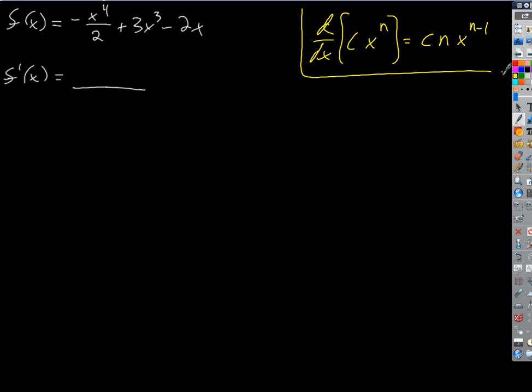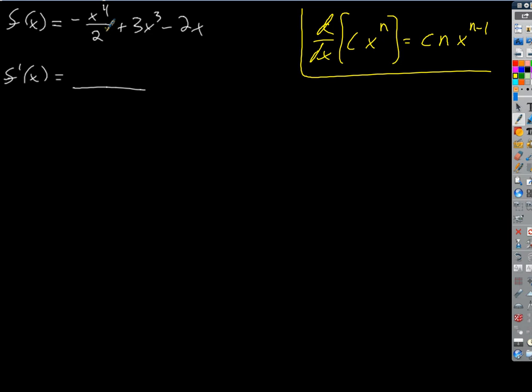Well, if you're differentiating a power of a variable, you just take the exponent down front and subtract 1, right? That's it. So this becomes pretty simple, right? What's this going to give us then? What's the first term going to give us?